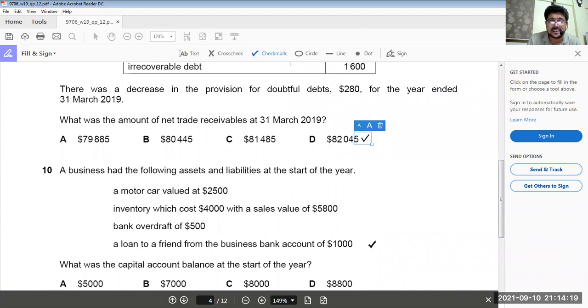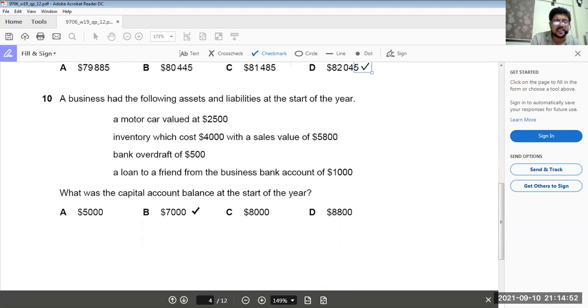A business had the following assets and liabilities at the start of the year: motor car, inventory, bank overdraft, loan to friend. Now in inventory they have given cost and NRV both. We have to take the lower, the cost. So motor car is 2,500 plus 4,000 inventory, plus loan to friend 1,000. Total 7,500 minus 500 bank overdraft. 7,000 is your capital account balance at the start of the year. So B option is your answer. Done.